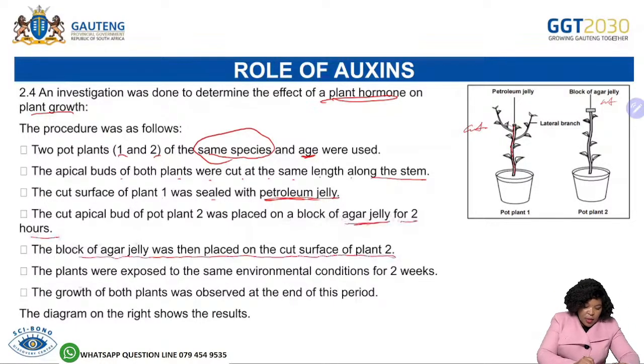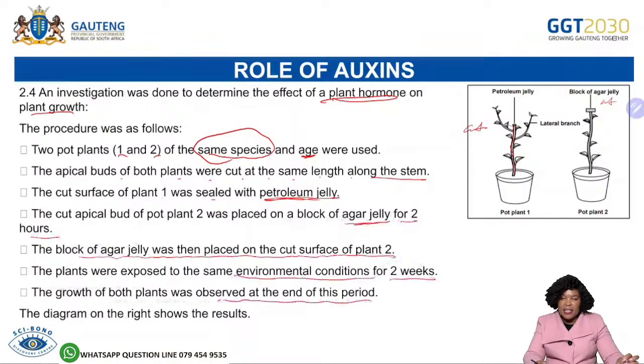Right. Then the plants were exposed to the same environmental conditions for 2 weeks. Meaning light, water, whatever that the plants need, they were exposed to the same environmental factors. Now the growth of both plants were observed at the end of this period. The diagrams on the side are showing this.